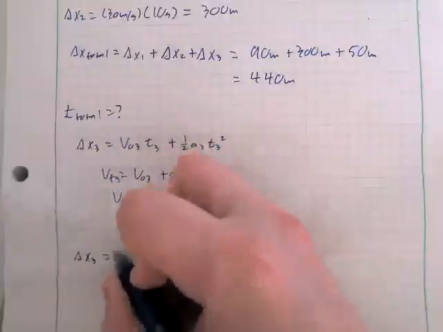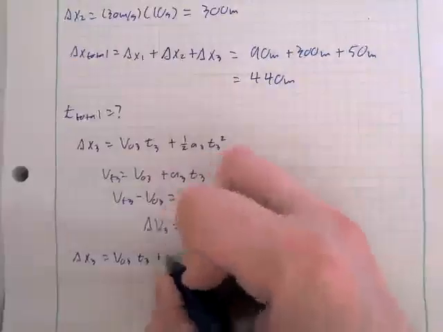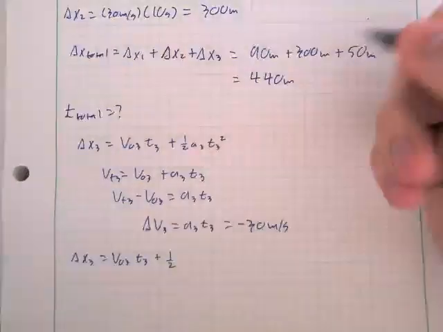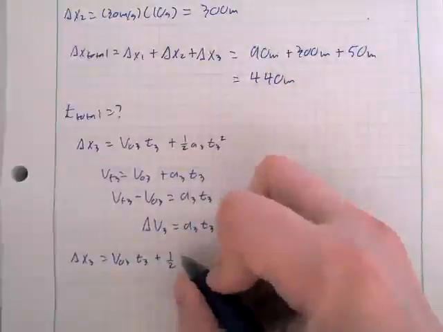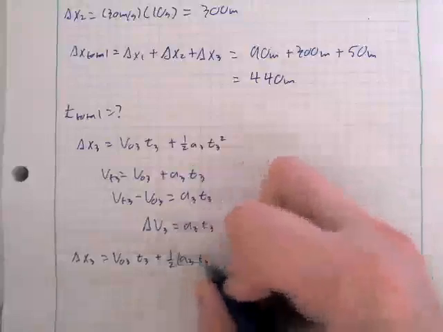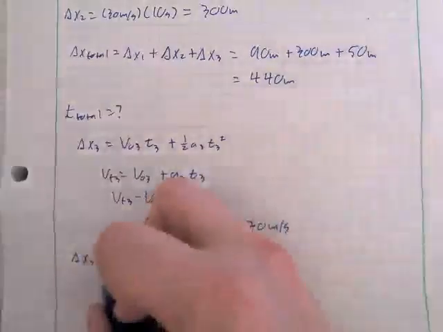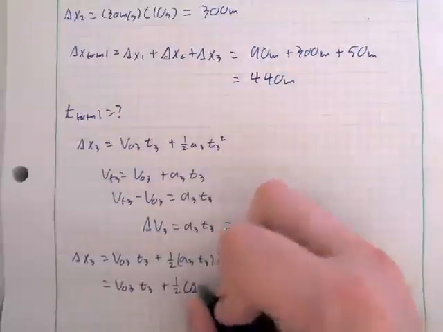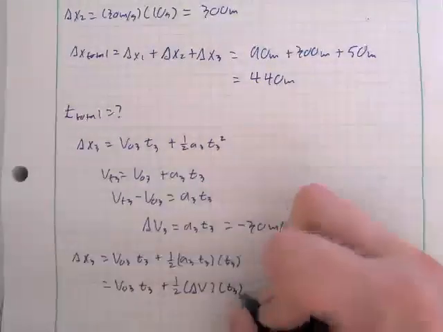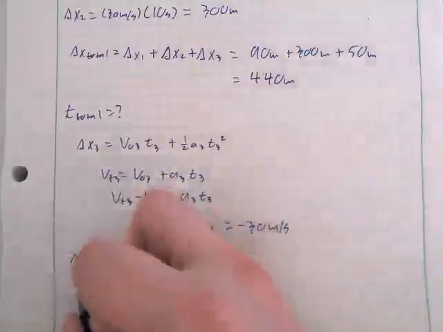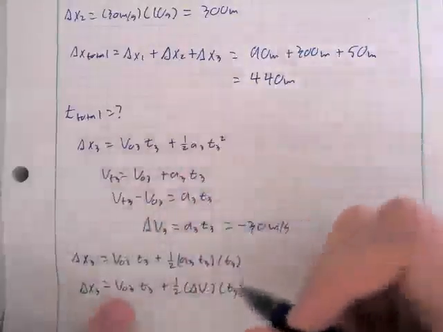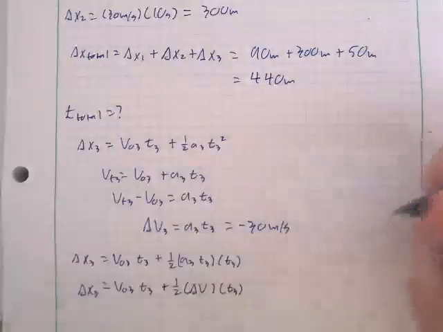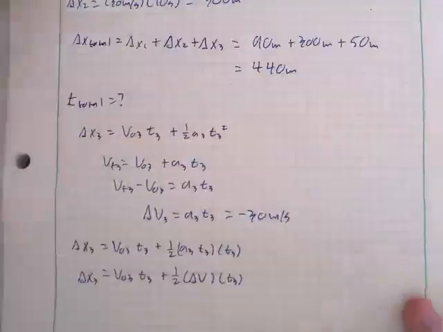Delta x3 equals v0 3 times t3 plus 1/2 a3t3 squared. Let's split up this t squared. So we have a times t, but one of those we can substitute out. So we have a3t3 times t3. This is going to be v0 3t3 plus 1/2 delta v times t3. Now what I have is one equation and one unknown. This delta x3 is 50 meters. This initial speed, 30 meters per second. We don't know the time. I do know the delta v, which is negative 30 meters per second. So let's distribute out our time and solve for our time. And then that will be the last thing that we need.